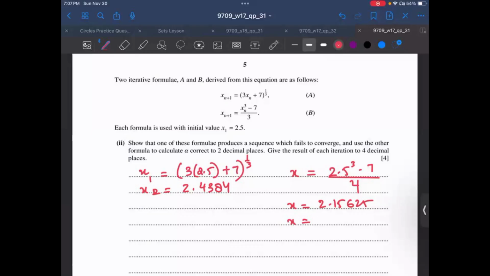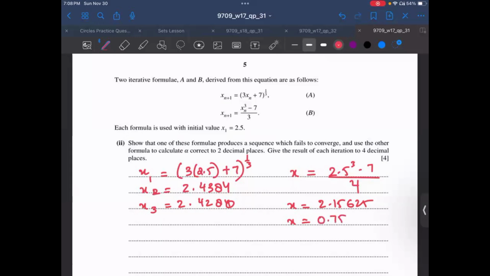2.4384 times 3, then plus 7, and then we'll cube root the answer, and that will be equal to 2.42. Now, what we can see is that the values are coming very close together in this sequence. This is 2.480, and when I substitute this 2.15625 in the second formula, 2.15625 whole cube minus 7, and then divide by 4, in this case we are getting 0.756.